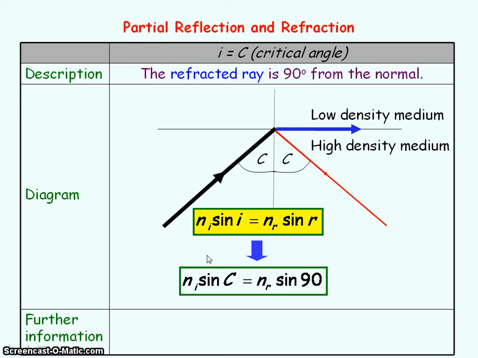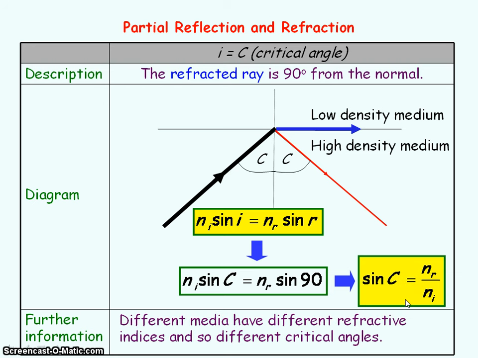So from Snell's law, the angle of incidence equals the critical angle, and the angle of refraction equals 90 degrees. So sine of the critical angle equals the refractive index of the refracted medium divided by the refractive index of the incident medium. So we can see that the critical angle depends upon the refractive indices of the media.